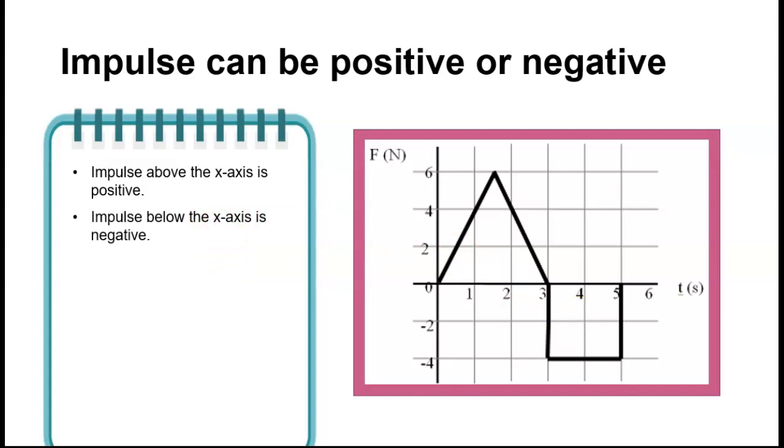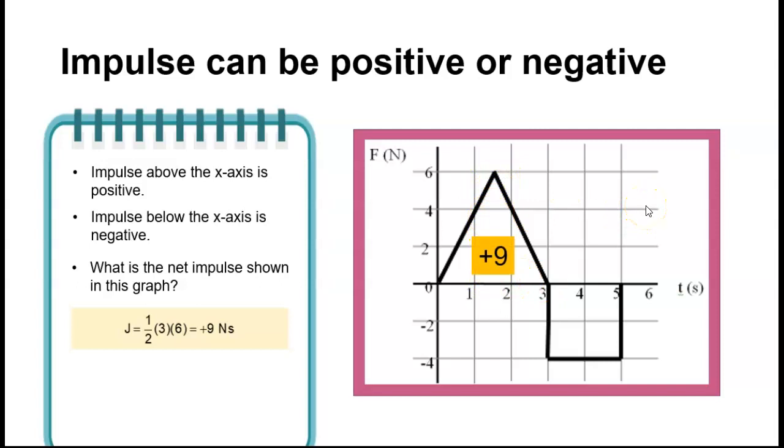So to find the net impulse, I'm still going to find the area of each shape. And so here I have a triangle. So 1/2, the base is 3, and the height is 6. So that's going to give me an impulse of positive 9. And then over here I have a rectangle, and so the base, or the length, is 2, and the width is 4. But it's negative because it's happening below the x-axis. So when I add them together, the net impulse is going to be positive 1 Newton second.